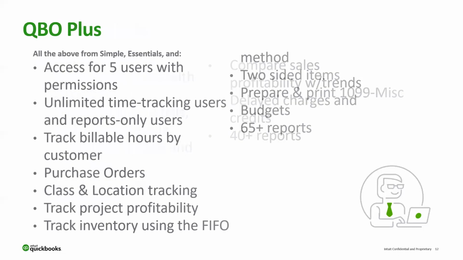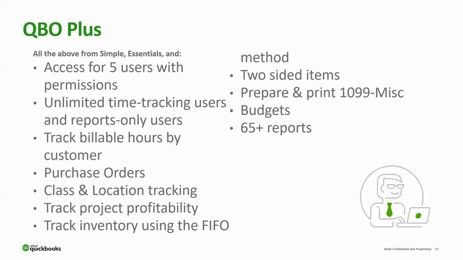The next version is Plus. Plus gives you 5 users. You now can have time tracking only users and report only users. So these are people who only need to log in to put their time in, and that's it. They have no access to anything else in the file. The report only users means they only have access to financial reports.